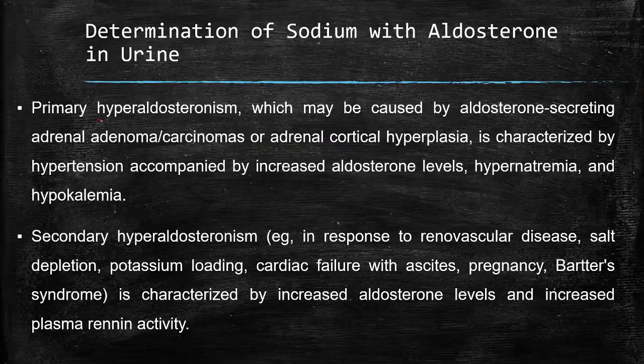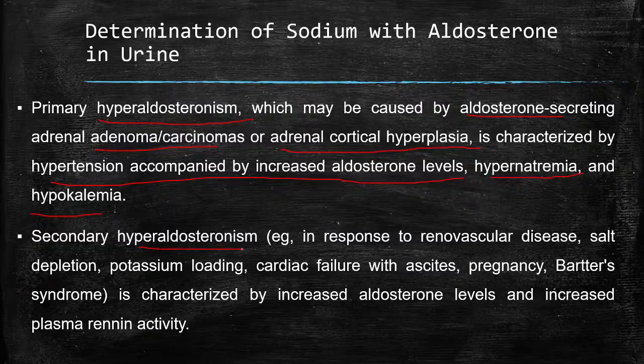Okay. So primary aldosteronism is a disorder caused by an aldosterone secreting adrenal adenoma or carcinoma of aldosterone secreting organs, or it is also called adrenal cortical hyperplasia. It is characterized by hypertension accompanied by increased aldosterone level. Due to increased aldosterone level, more sodium is reabsorbed from the distal convoluted tubule. So hypernatremia and hypokalemia, and this increases the blood pressure. That is why there is hypertension due to increased level of sodium.